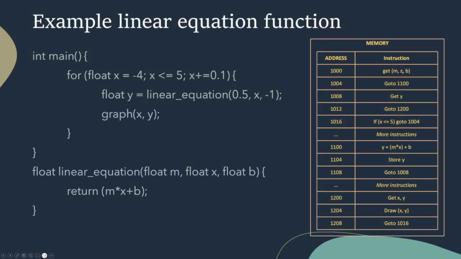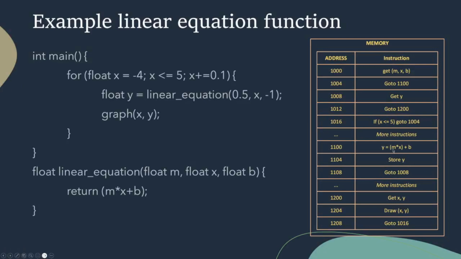Well, it's going to get each of these values, m, x, and b, and that's going to be separate instructions, but I've just kind of laid it all out in one right here just for convenience. Then in the next instruction, we say for this thing, so we go to 1100 down here, or I'm sorry, this is our function call. So 1100 is where the compiler sticks the function in.